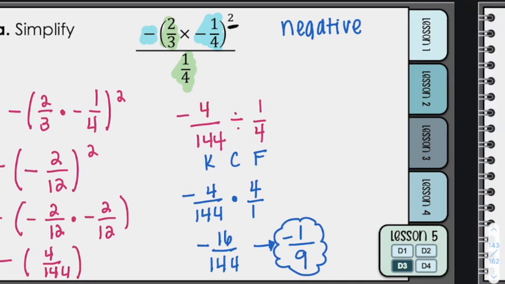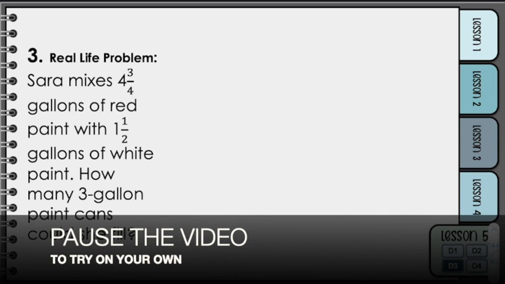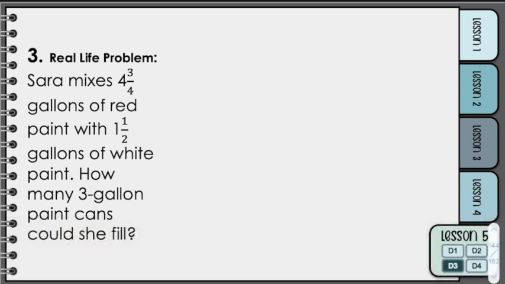Okay, so for number 3, pause the video here, try it on your own, and we'll go over the answer. Okay, so welcome back. We have Sarah mixes 4 3/4 gallons of red paint with 1.5 gallons of white paint. How many 3-gallon paint cans could she fill? All right, so that means we have 4 3/4. We have 1.5 of white. And then we need to know 3-gallon paint cans.